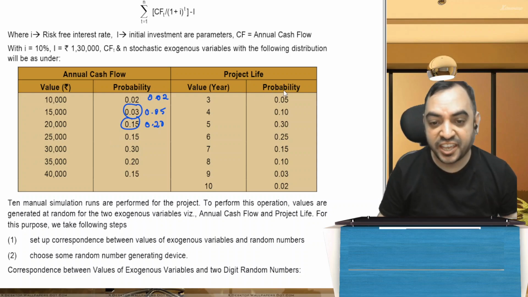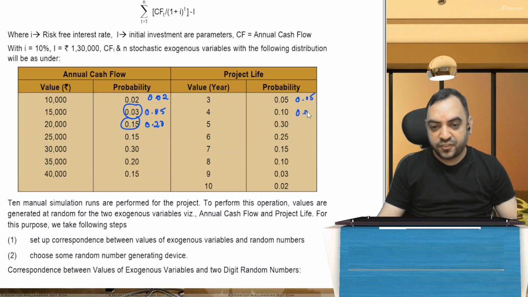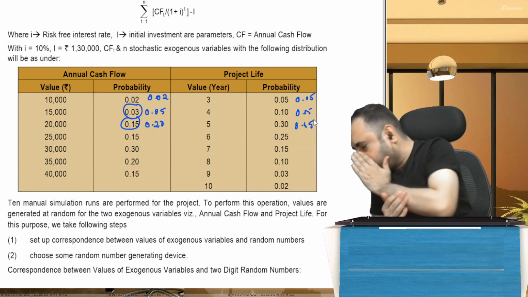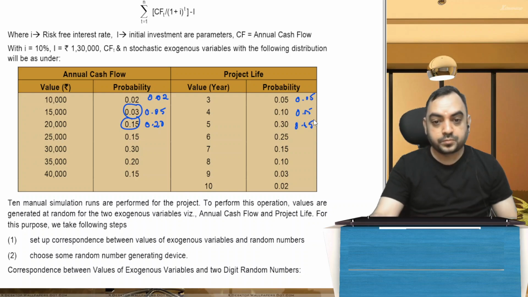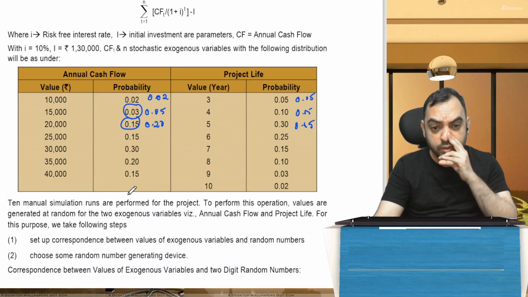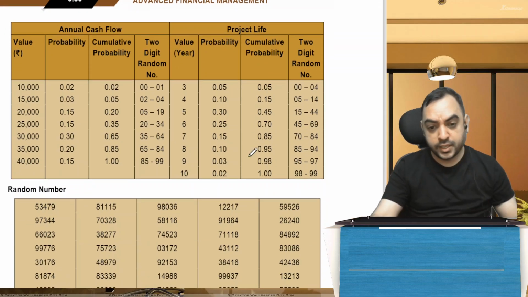Similarly, you do for project life. 0.05 is the start, then plus 0.10. 0.05 plus 0.10 is 0.15, plus 0.3 is 0.45, and so on. So let's see if the answer is correct. 0.05, 0.20, and 0.05, 0.15, 0.45. So that's what they have done here.